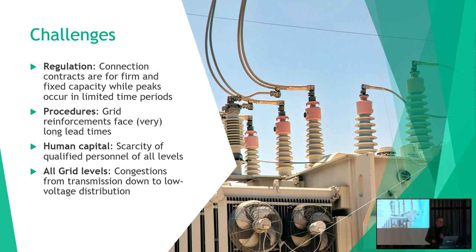What we also see is that these congestions happen in all grid levels. It's really trickling down into the different levels, the different planes of the network. Where we did congestion management 10 years ago virtually only in the transmission and in the higher part of the distribution, now we also have congestion problems in the low voltage networks. And these distribution networks ask for different solutions. I will come back to that later as well.